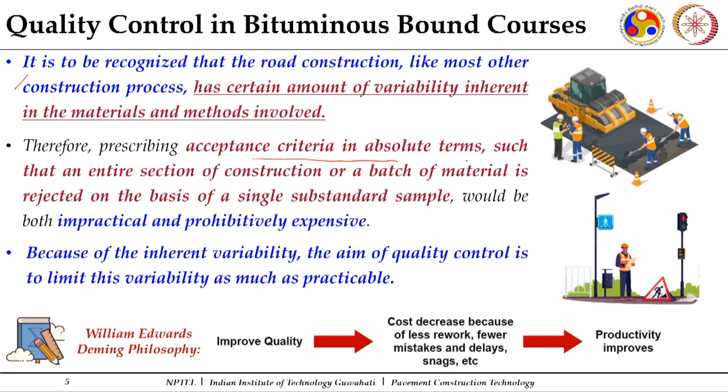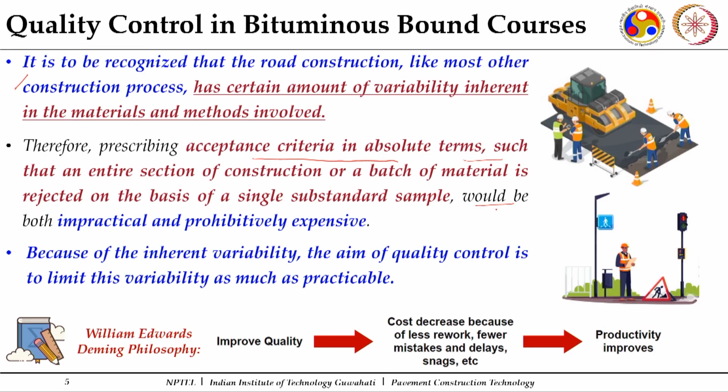So, prescribing acceptance criteria in absolute terms, such that an entire section of a construction or a batch of material is rejected on the basis of a single substandard sample, is not appropriate. One test result should not be the only reason for rejecting an entire lot of work. This would be impractical and prohibitively expensive also, so it may not be accepted.